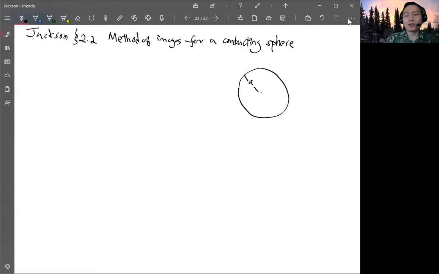And the point charge is at the position y. Vector y is defined as the magnitude of y times the unit vector, what Jackson defined as n prime. And we want to solve the potential at any position x outside the sphere, which is defined as the magnitude x times the unit vector n. Okay, so the notation x and y now is not the Cartesian coordinate, just to not be confused. And then there's an angle gamma between the two vectors x and y.